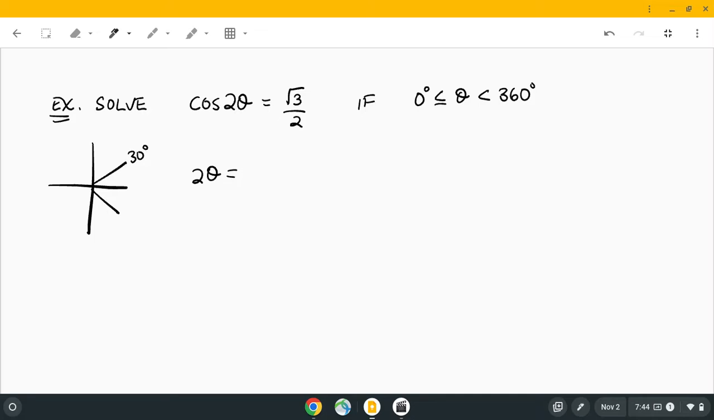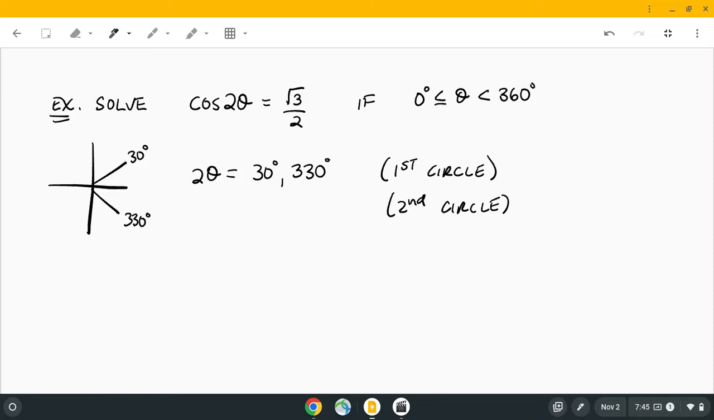Okay, so this one here is 330. So here, I'm going to go ahead and list these two answers, 30 degrees and 330 degrees. These are my answers in the first circle. Now, because this is 2 theta, I want to go to a second circle of answers.